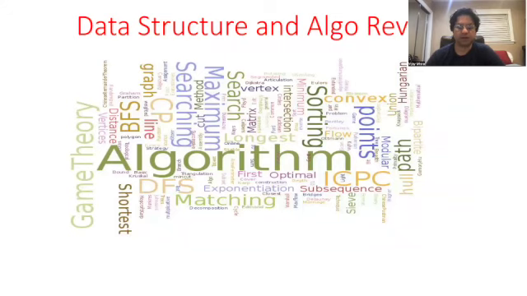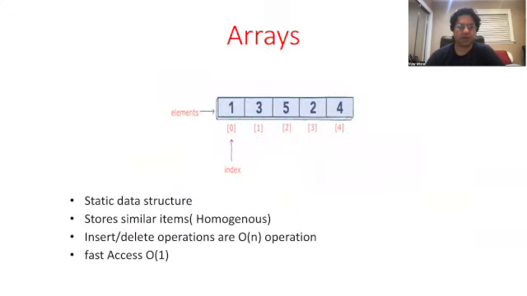Okay, let's start. So the first data structure is the array. We already know that whenever we have to store several homogeneous items, probably an array is the best choice. An array is a static data structure. We need to have a size estimation before we define the array, and it stores similar items, of course, homogeneous.